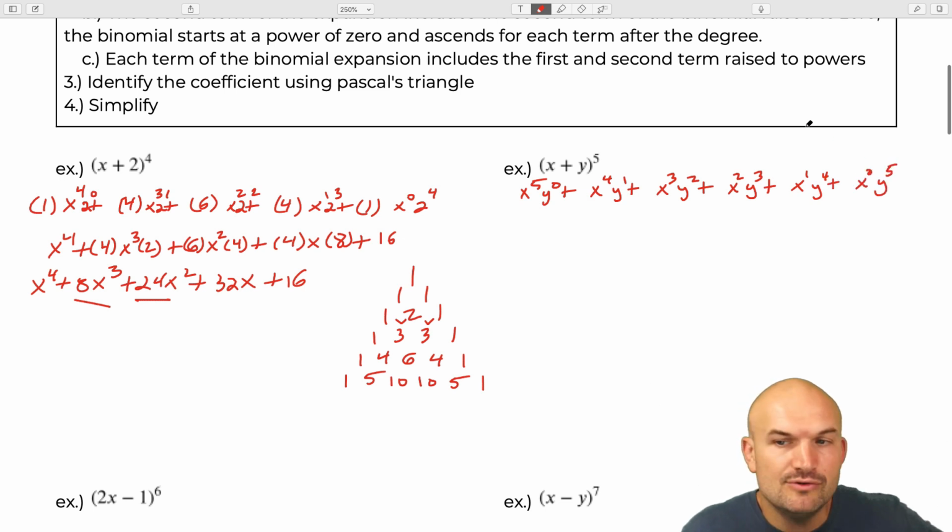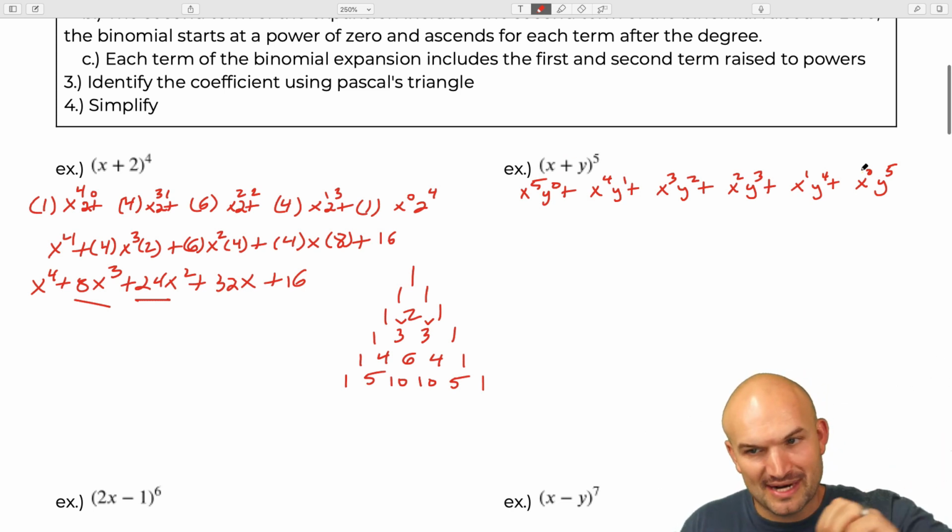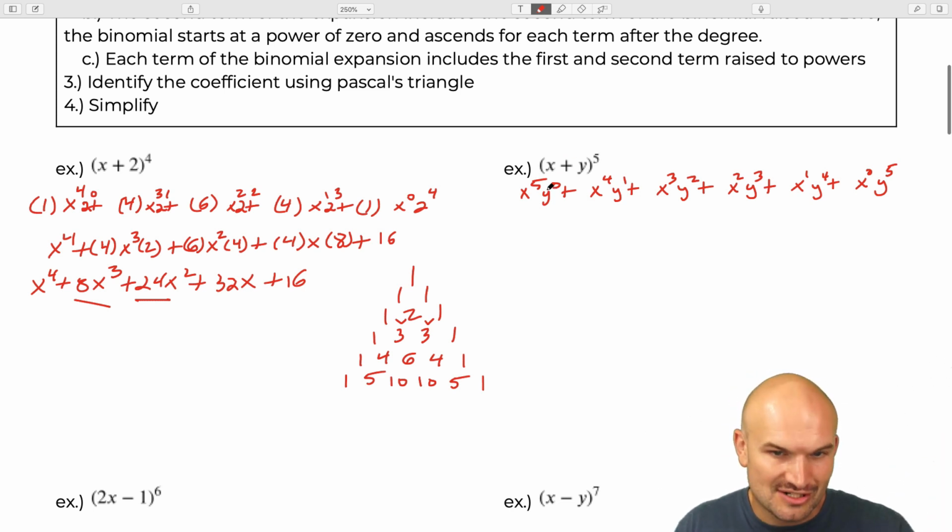And again, you did that right if you start with x, the first term to the highest power and go down to 0, and the last term starts at 0 and goes all the way to the 5th. Now I can just plug in my coefficients here. So that's going to be a 5. I'm not going to put them in parentheses just because we did that.